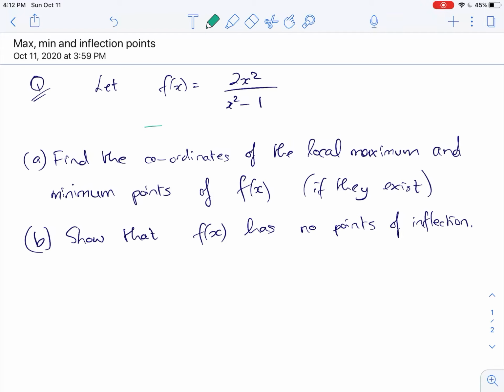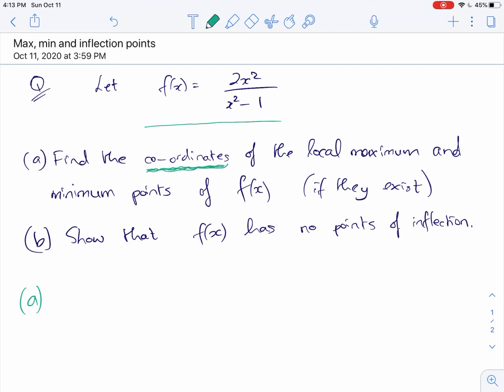Okay, so we're given the function f of x equals 2x squared over x squared minus 1. And in part A, we're asked to find the coordinates of the local maximum and minimum points of the function, if they exist. So it may have a max, it may have a min, it might have neither, it might have both. Just one thing to note here, when it says coordinates, remember that your answer should involve both the x and the y coordinates.